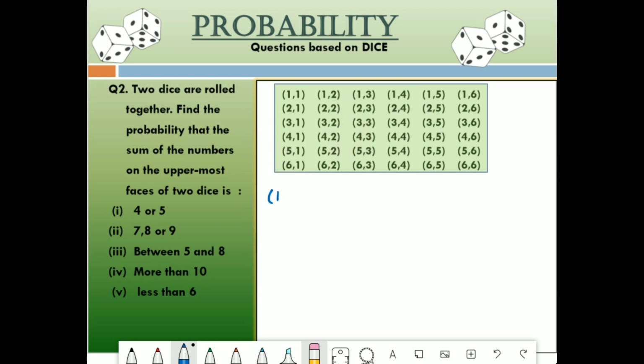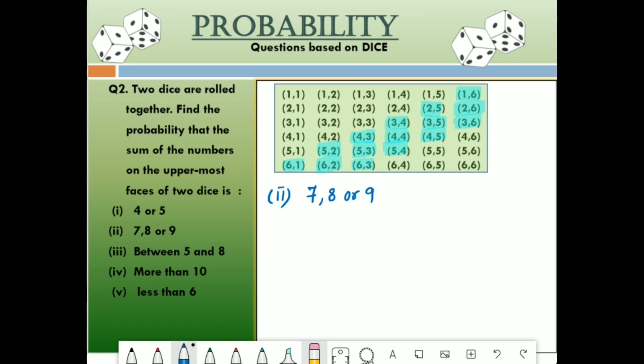Okay, now our second part is sum as 7, 8 or 9. 6 plus 1 is 7, and in its diagonal all the numbers will give you sum as 7 only. Now in case of 8, like 6 plus 2 is 8, and in diagonal all the numbers will have the same sum. And then 9, 5 plus 4, 4 plus 5 and 3 plus 6 this way.